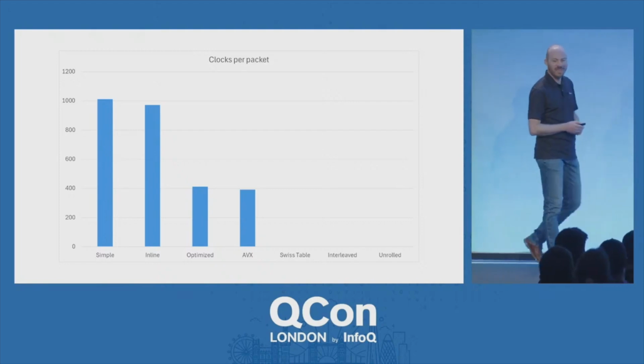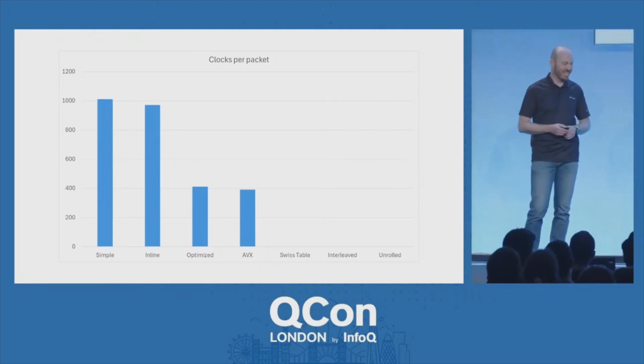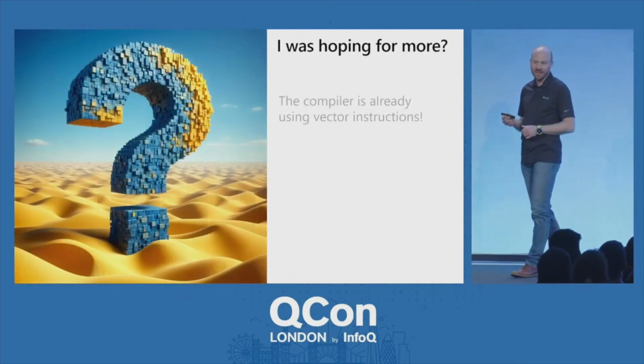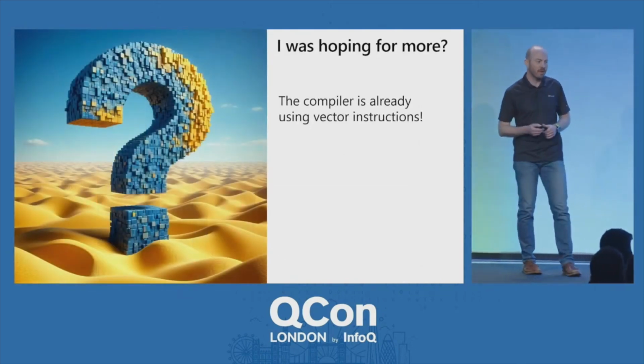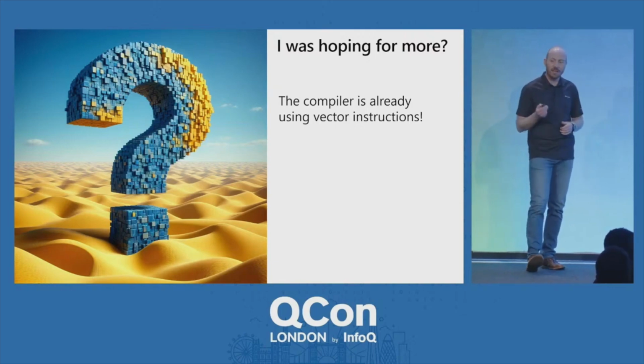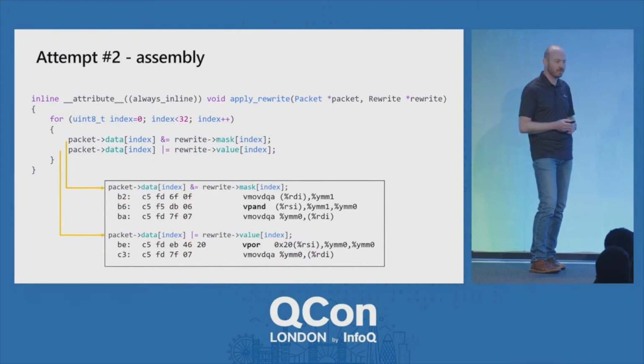I was hoping for a lot better than that. We did quite a lot of work there, right? So what's gone wrong? Well, what's gone wrong is the compiler is a lot smarter than us, it turns out. And the compiler is already using those vector instructions.